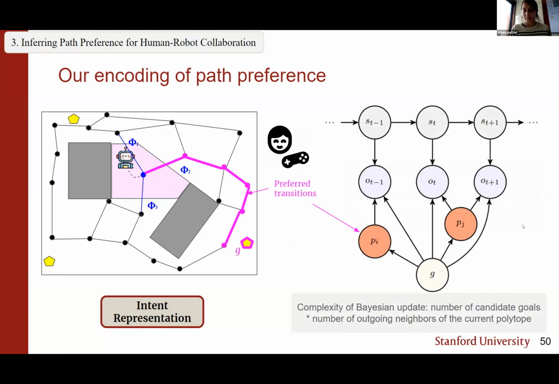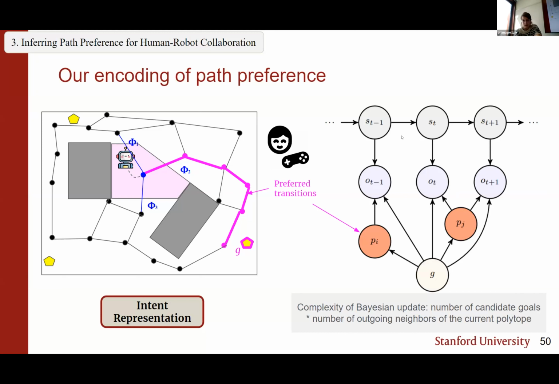We're going to assume the following graphical model for the problem on the right, and I'm going to spend a little bit of time on what this means. We're breaking down our path preference vector theta into little components, pi and pj here. For each polytope in which the robot is located, for example, if s_t is within polytope j, the human's preference for which outgoing neighbor they want to go to, let's say here, is pj.